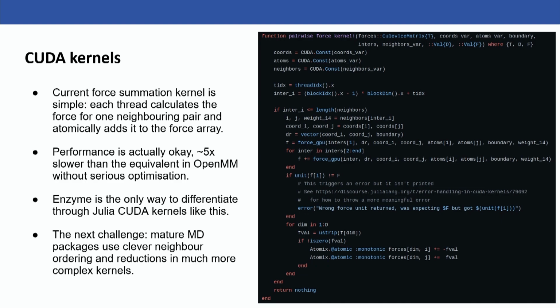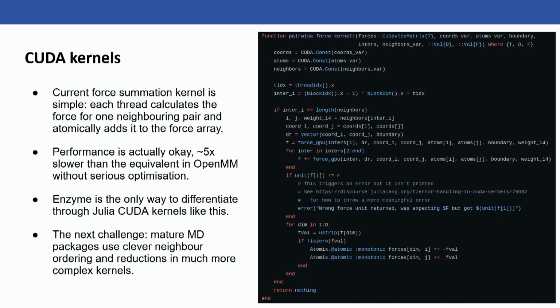native GPU code. So this is like a really stupidly simple CUDA kernel, where each thread just picks one pair of atoms that are neighboring and just calculates the force and just atomically adds them to the force vector. But actually performance is kind of all right.